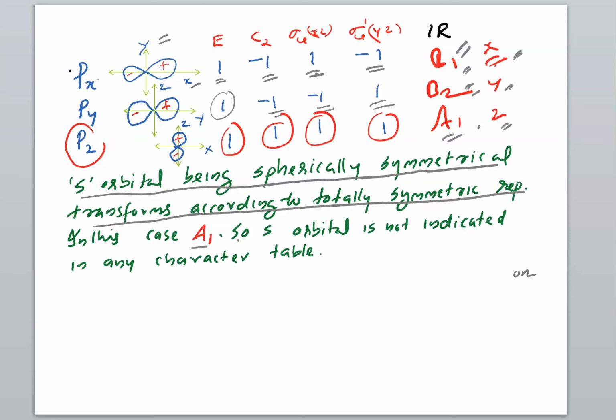In every character table, the first irreducible representation is a totally symmetric representation, and that is the transformation of the s orbital. It is not shown in the character table, but you have to keep in mind that the s orbital transforms as the totally symmetric representation.